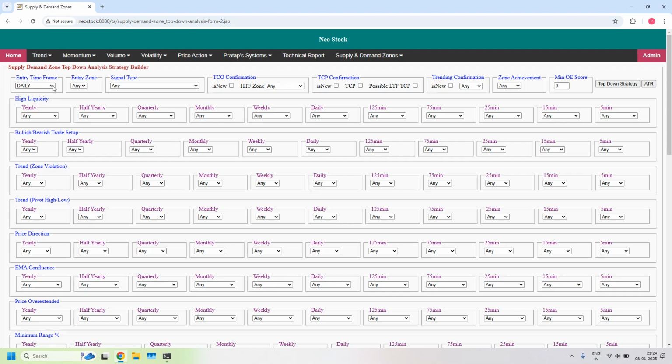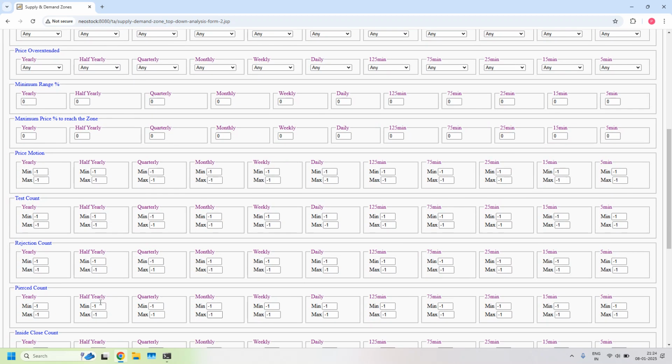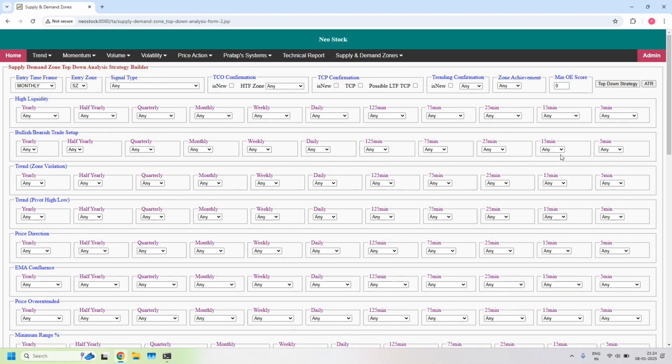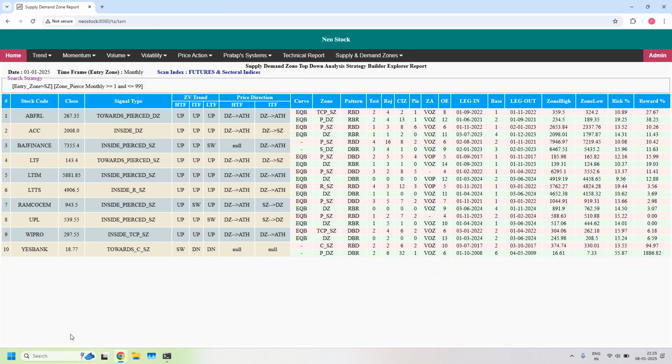Okay, next monthly time frame. For supply zones, monthly supply zones having pierced count on monthly time frame, minimum 1. At least once it should be pierced, or maximum 19. You won't get that many pierce counts. So 10 stocks are filtered. You can always look into the pierced count in this column, but you have to apply for supply zones only, because you are looking for supply zones, your entry zone, supply zone. So that's why these filters are applied to the supply zone.